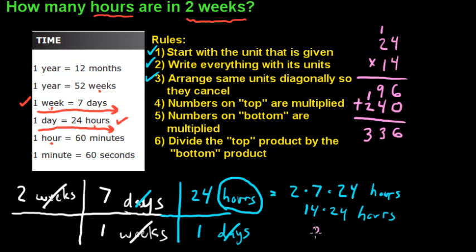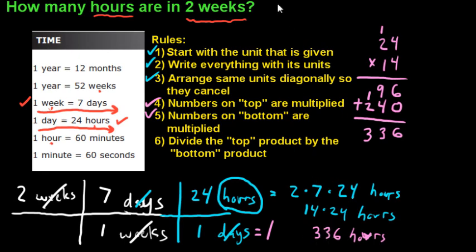So we come down here. That's 336 hours. Okay. Now it says numbers on bottom are multiplied. Well, on bottom we just have 1 times 1, okay, which equals 1. Okay, and so then we divide the top product by the bottom product. So 336 hours divided by 1. There's no units on bottom. We've canceled those all out. 336 divided by 1 is still 336.